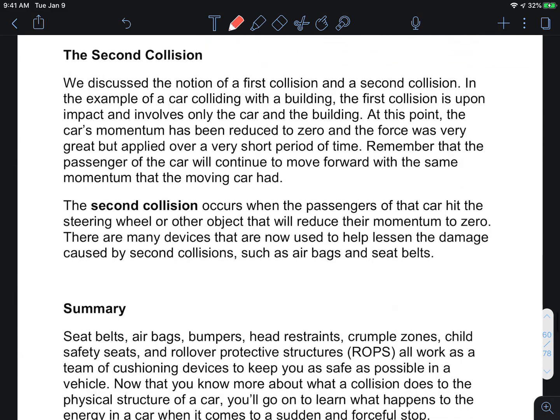Okay. So we also discussed the idea of the second collision. So the first and second collision in a car crash. So for example, a car colliding with a building, the first collision is upon the impact and involves only the car and the building. At this point, the car's momentum has been reduced to 0, and the force was very great. So you've got your car, and it hits the wall, right? And of this building, this is an instantaneous thing.